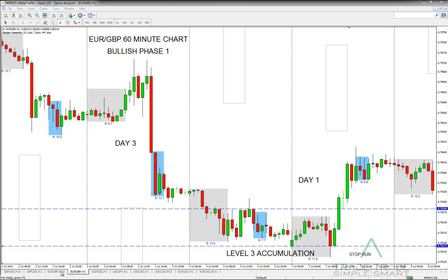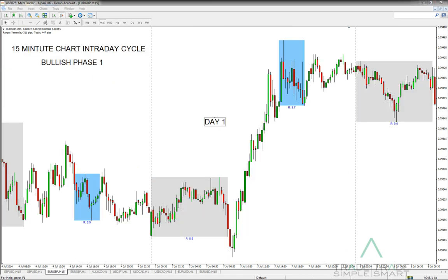So if we go to our 15-minute chart, we can see here phase 1 of the 7th, and we can see that the market has gone into a period of accumulation for the next day. And straight away, because we understand and we have identified the direction of phase 1, our bias as to what smart money will be accumulating during the Japanese session would be buy orders.